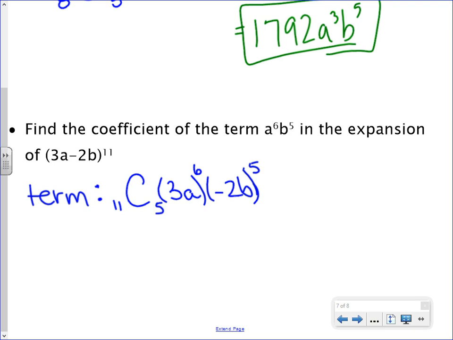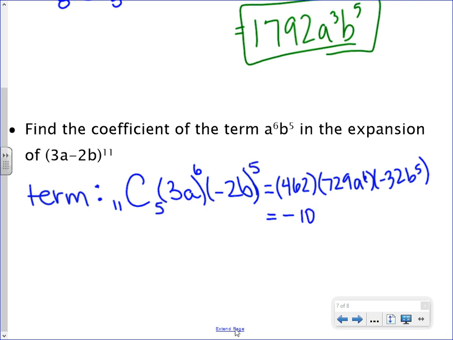Okay, so we need to take, help me out here, what's 11 combinations of 5? 462. What is 3 to the 6th? So our term would be negative 10,777,536, a to the 6th, b to the 5th.